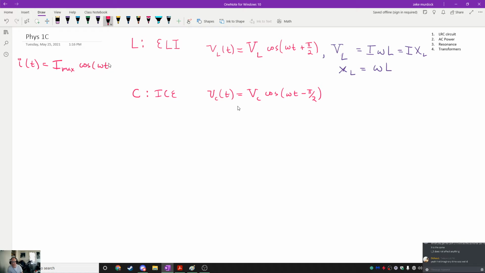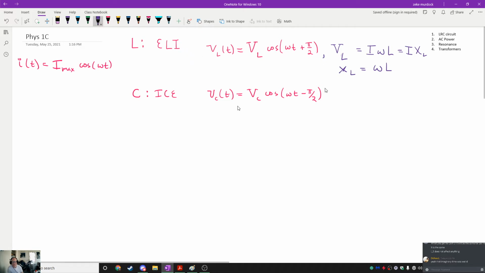So this is kind of our baseline. The current as a function of time is I max cos omega t, so if you want the current to lead the EMF, you need to put a minus pi over 2 here, because then the current is ahead by pi over 2. Whereas in the inductor-only case, the voltage has plus pi over 2, so it's ahead. So that's what we learned last time.